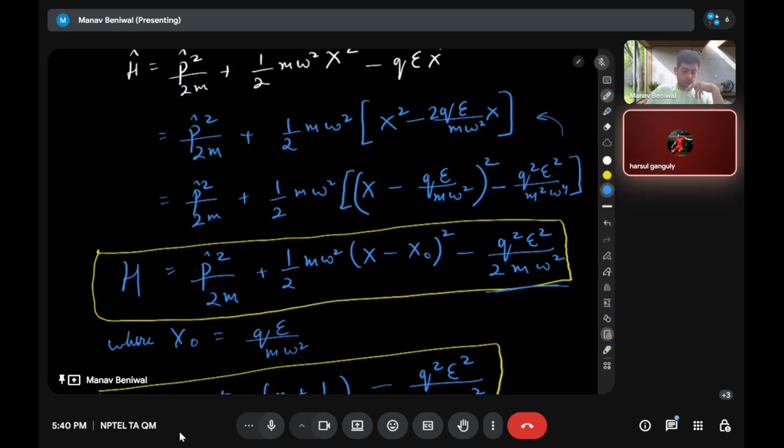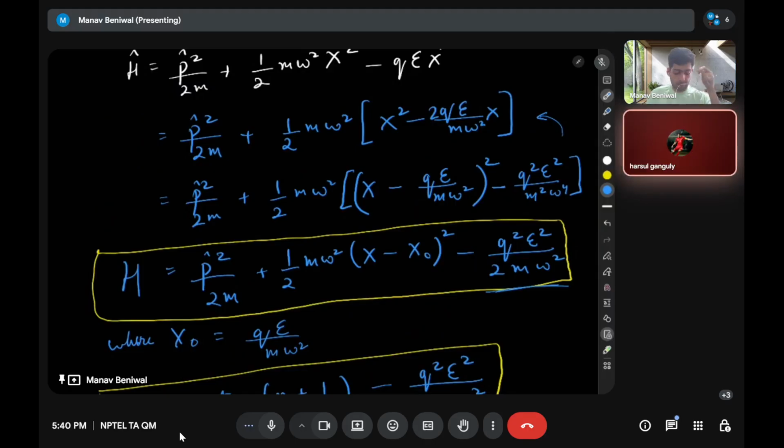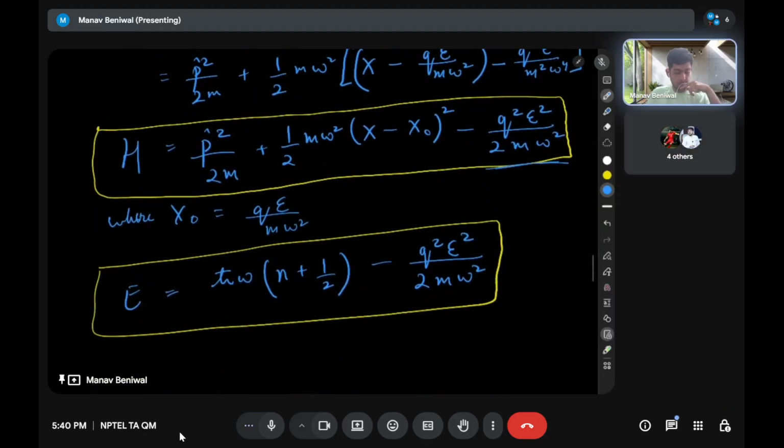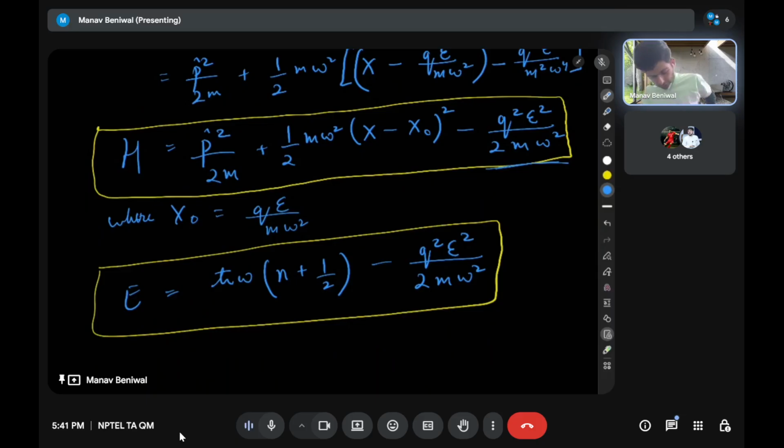Sir, this problem, the last part. We are taking q square E square by 2m omega square directly into that energy equation. That step I think.